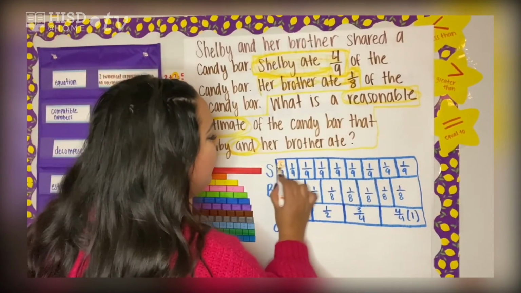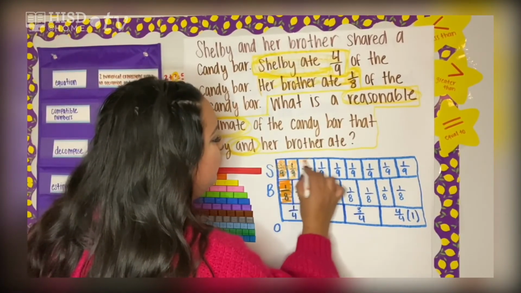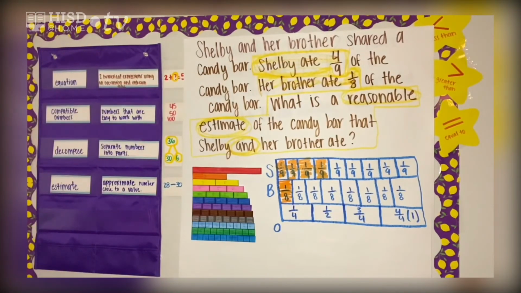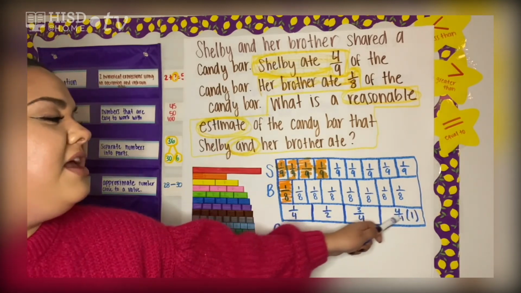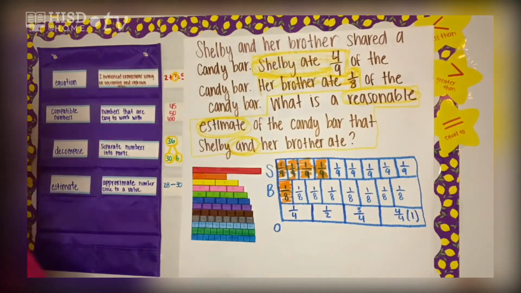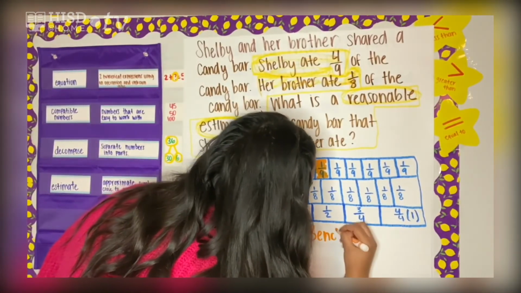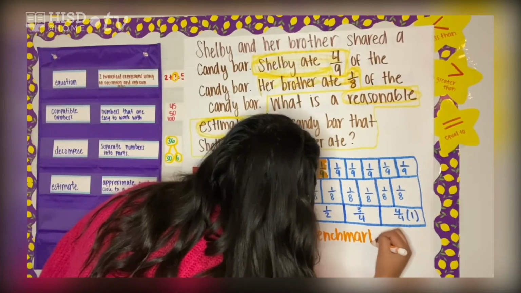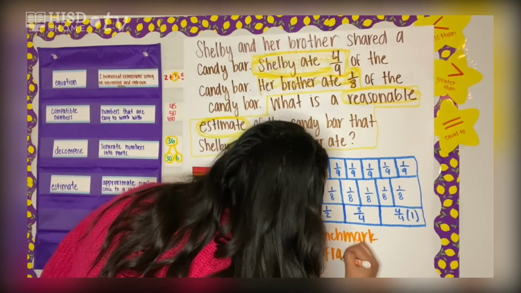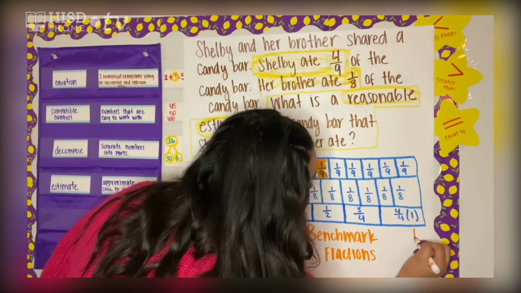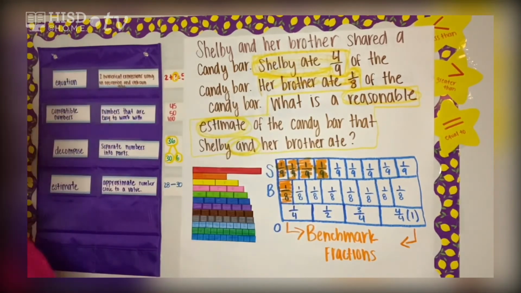So I'm gonna shade 4/9. 1, 2, 3, and 4. So that's how much Shelby's brother ate. That's how much Shelby ate. So let's look here. We've got our big benchmark fractions down here. You can go ahead and label these if you want to, fourth grade. I'm going to, just so that I know what they are. Benchmark fractions. Like I said, I'm going to label them so that I know what these are down here. These are the benchmark fractions.